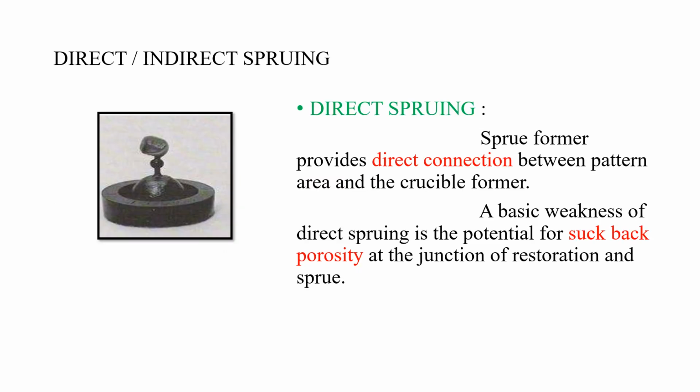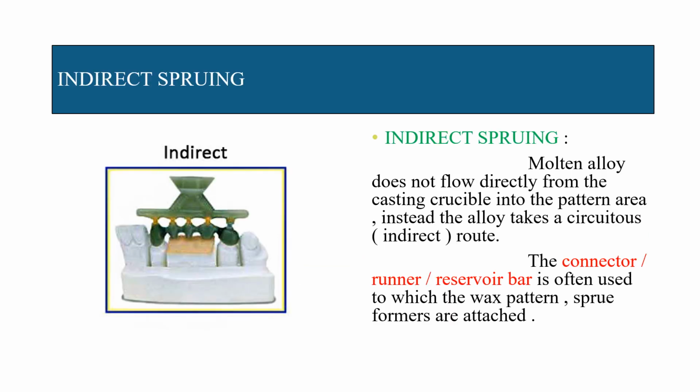So coming on to the two types of sprueing, direct and indirect sprueing. Direct sprueing is one where a sprue former provides a direct connection between the pattern and the crucible former, and a basic weakness of direct sprueing is the potential for suckback porosity which occurs at the junction of restoration and the sprue. So coming on to indirect sprueing, molten alloy does not flow directly from the casting crucible into the pattern area. Instead, the alloy takes an indirect route.